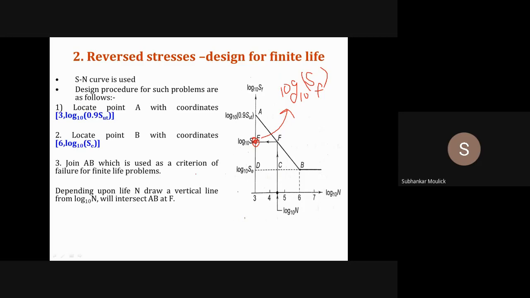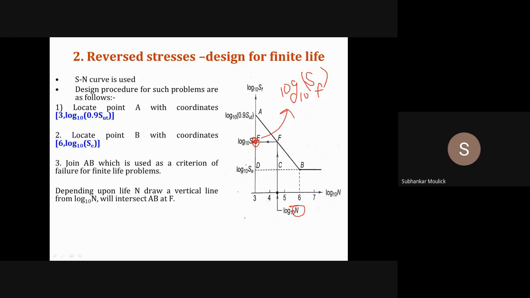For this component, the fatigue life is defined as N, and N varies between 10 to the power 4 and 10 to the power 5 cycles. That means log base 10 N varies between 4 and 5. I am assuming this point corresponding to this fatigue life. What is the fatigue strength present in the component? For that, from this point I went vertically upward till point F, the intersection point with line AB. From point F, I go in the negative X direction, parallel to the X-axis, till the point where it intersects the y-axis.